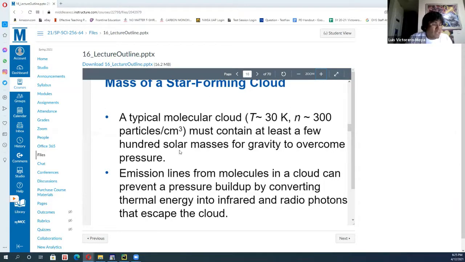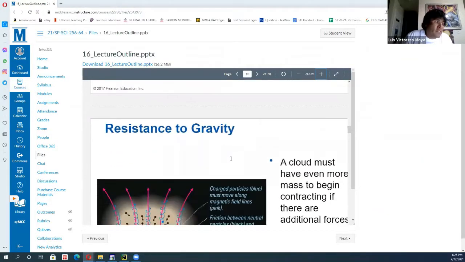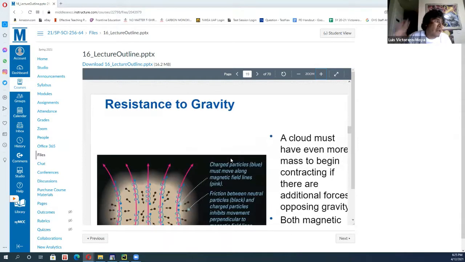The mass, and remember I told you that they are very vast in terms of parsecs. All right. So that's stage one, by the way. We are still on stage one. We are in the molecular cloud section.